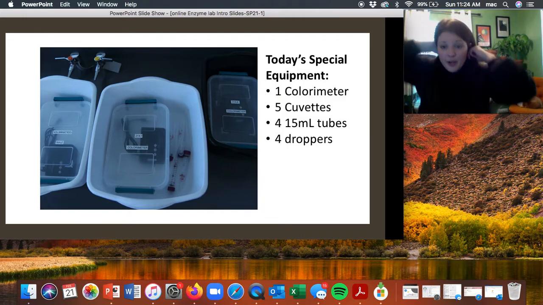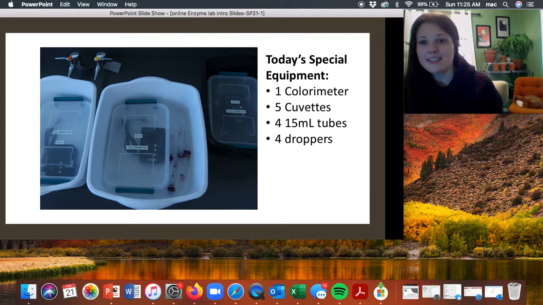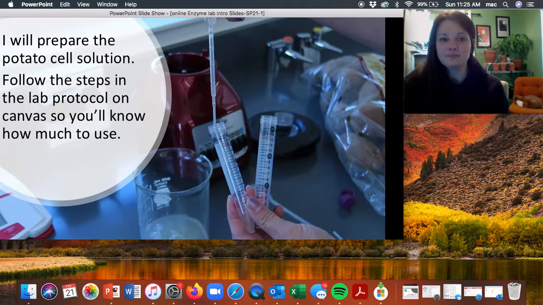So even though you're not in lab today, you'll probably want to know about the equipment that we use and the procedures that we go through just so that you can write about them in your methods. We are going to be using a colorimeter. You should have watched in the background that there is a colorimeter video that tells you a little bit about the equipment that we're using. We'll be using 5 cuvettes. They're little tiny see-through containers that go inside of the colorimeter, and then tubes to contain our enzyme potato slushy, and 4 droppers to add the reagents.